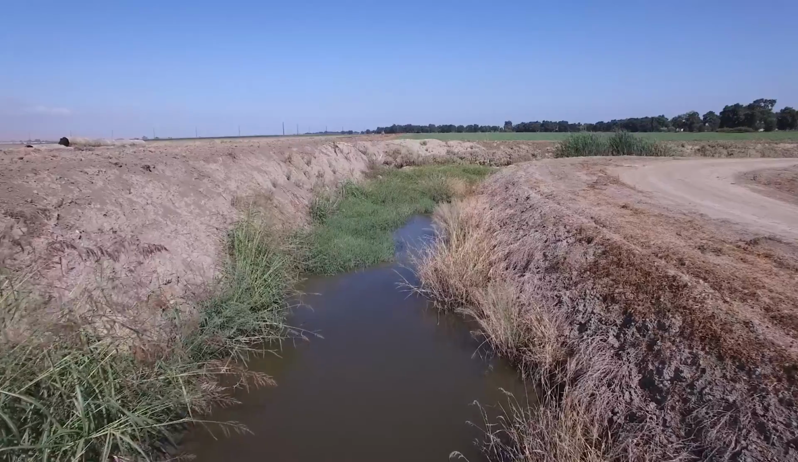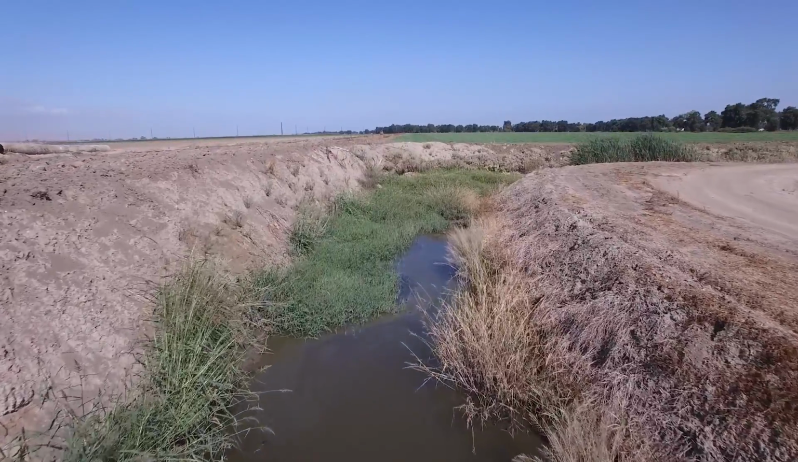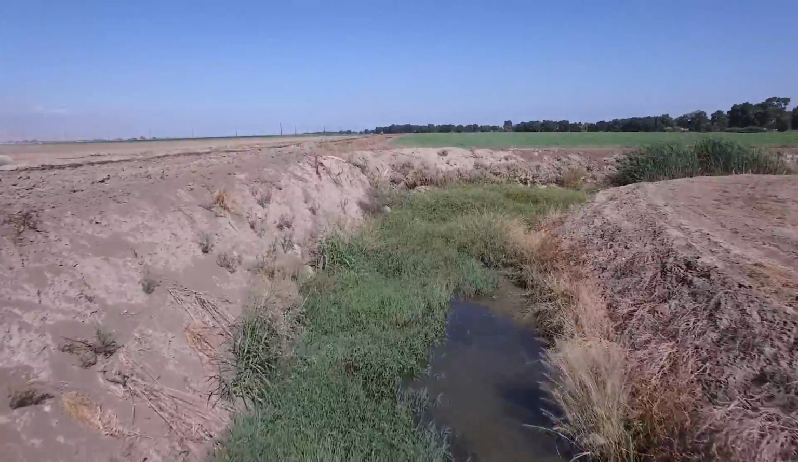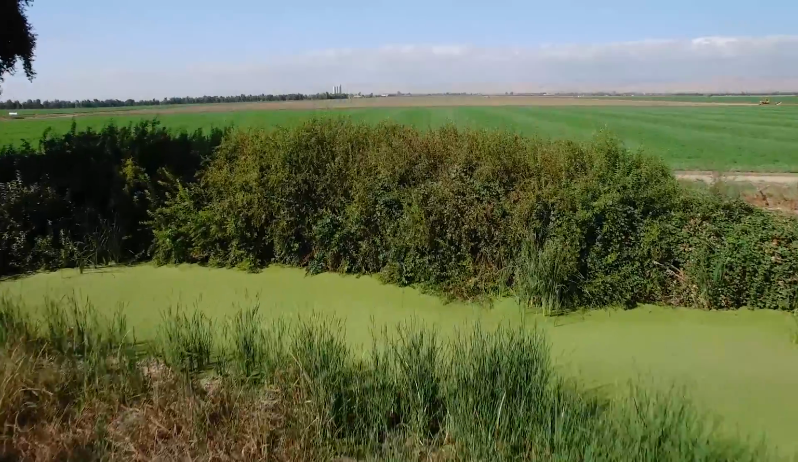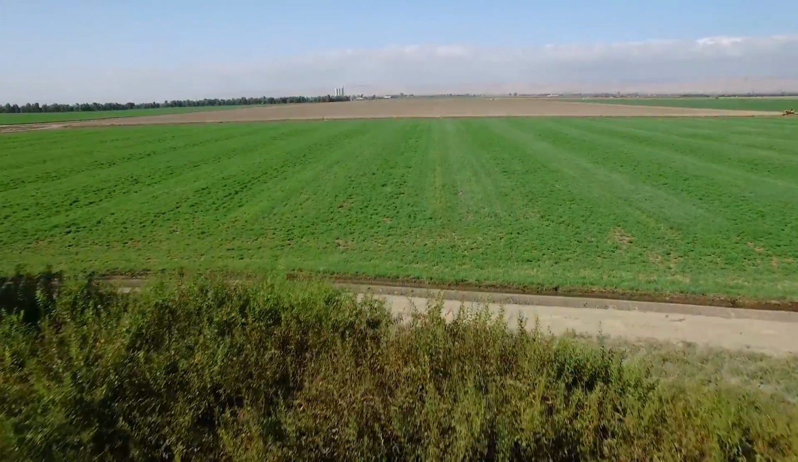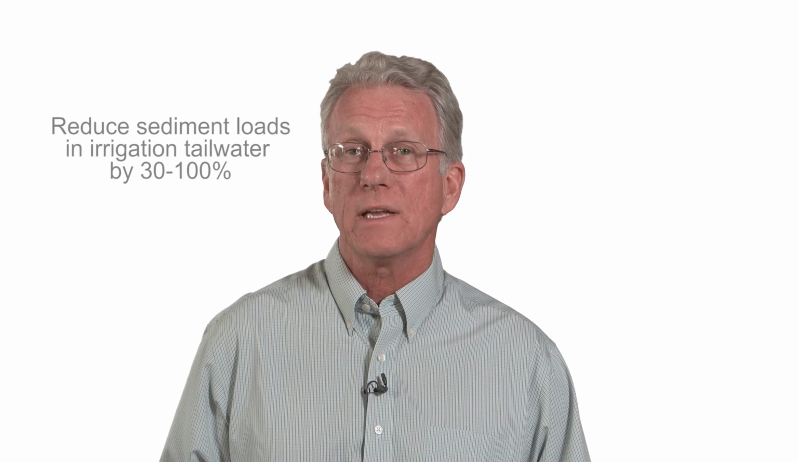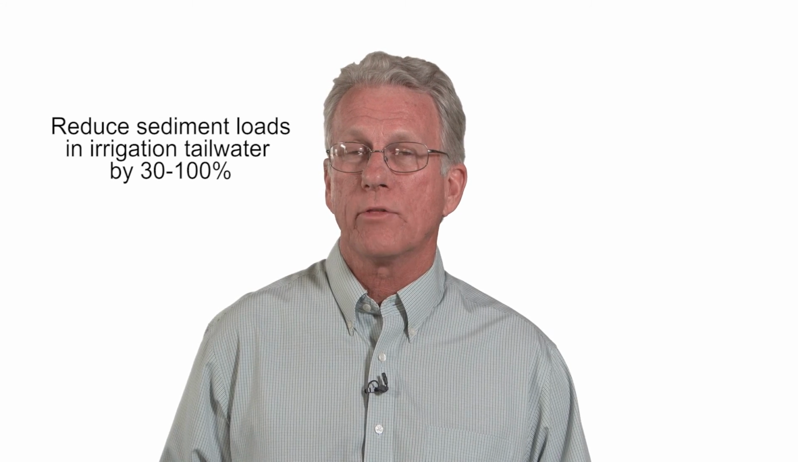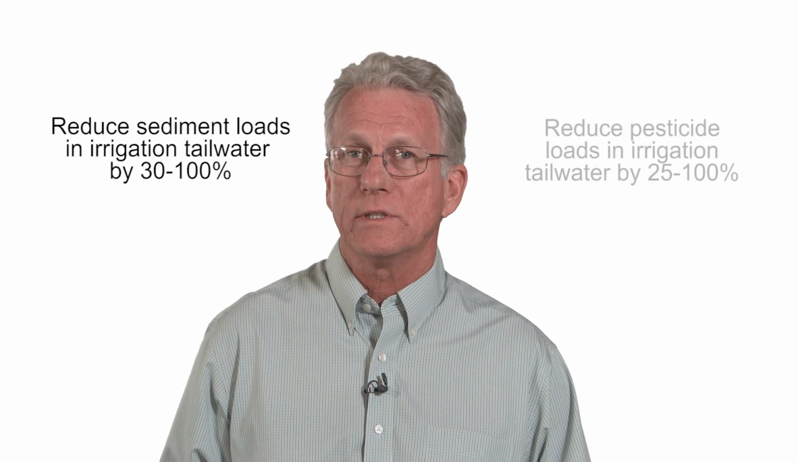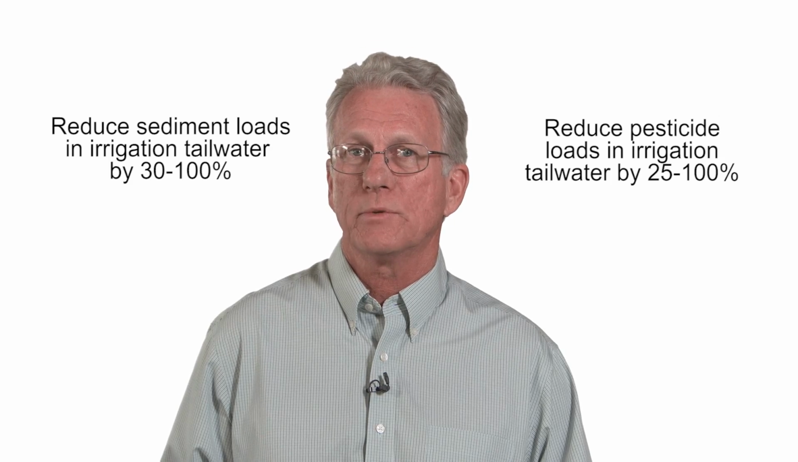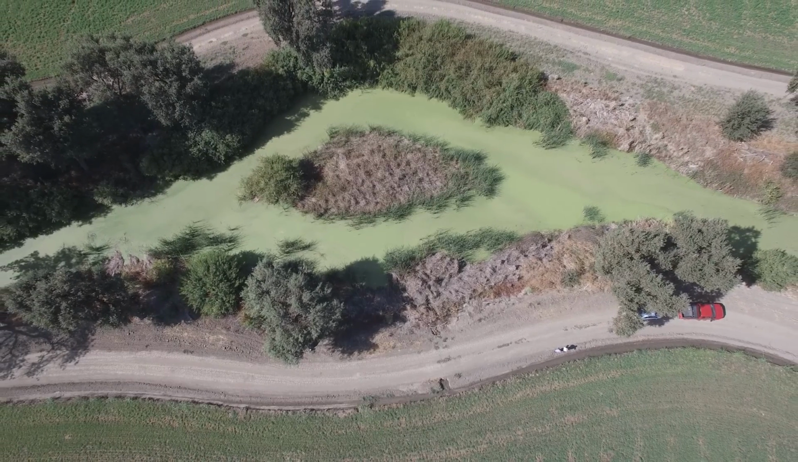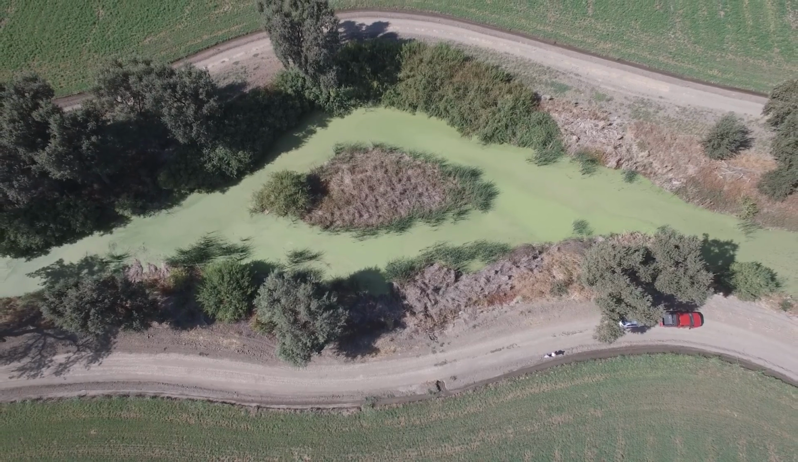Let's talk about the advantages of vegetated waterways. To begin with, these structures help slow the flow of water to a non-erosive level. Secondly, they provide a means of trapping sediment, nutrients, and pesticides while preventing gully erosion during smaller runoff events. Third, they reduce sediment loads in irrigation tailwater by 30 to 100% and also reduce pesticide loads in irrigation tailwater by 25 to 100%. Fourth, they can provide habitat and cover for wildlife.